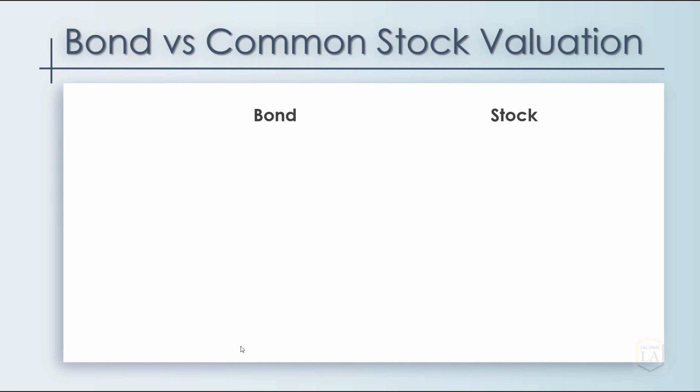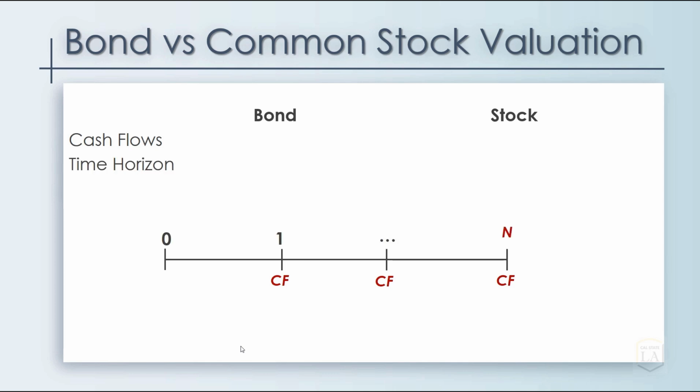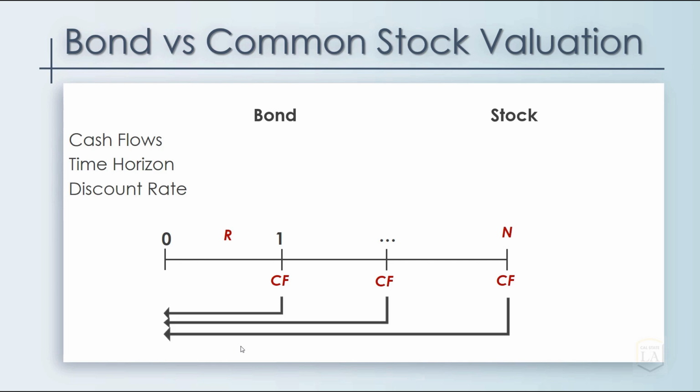To be able to value both bonds and common stock, we need three ingredients. The first is cash flow, then time horizon, and also the discount rate, the interest rate. By doing so, we take the present value of all these cash flows at the given discount rate, and that will be equal to the bond value and also the common stock value.